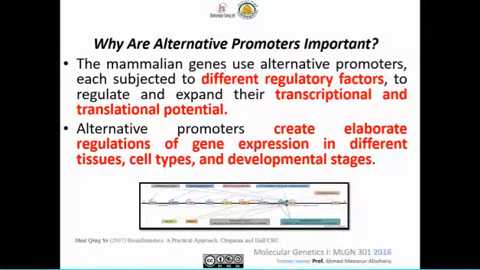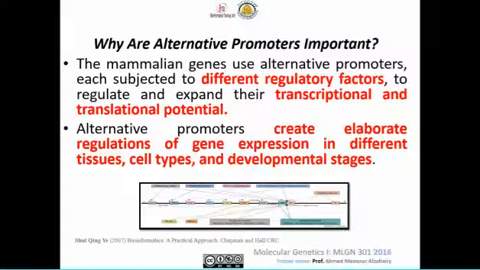So the second question will be, why are alternative promoters important? The importance of alternative promoters comes from the fact that mammalian genes use alternative promoters, each subjected to different regulatory factors to regulate and expand their transcriptional and translational potential. So this is the main answer: to regulate and expand their transcriptional and translational potential.